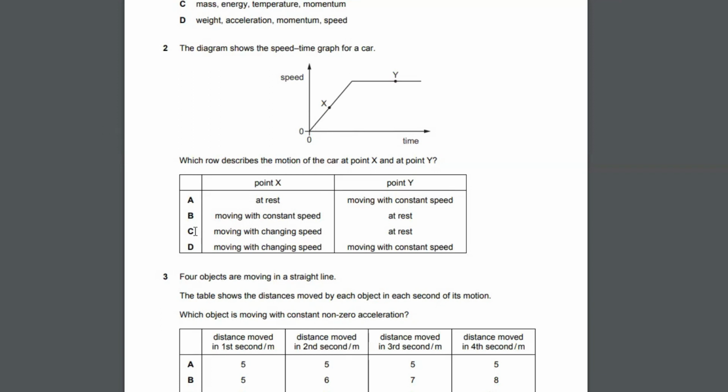So it will be C. No, moving with changing speed and moving with constant speed. So it can't be at rest. If it was at rest, then there would be no speed. It will be zero. But as this is a speed versus time graph, this will be constant speed. It is B.